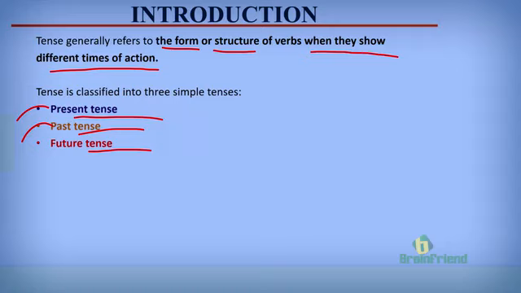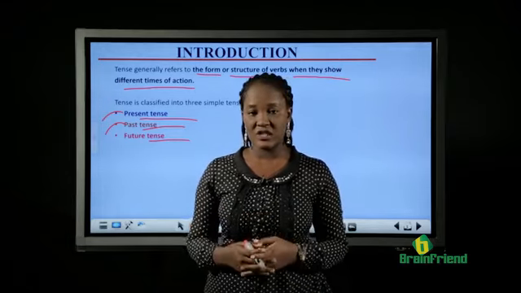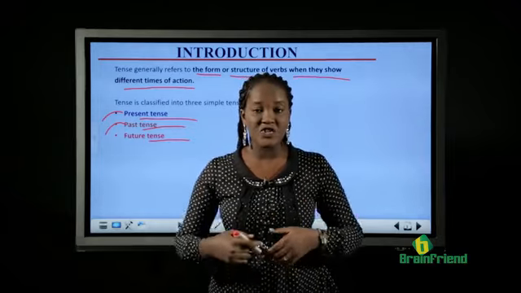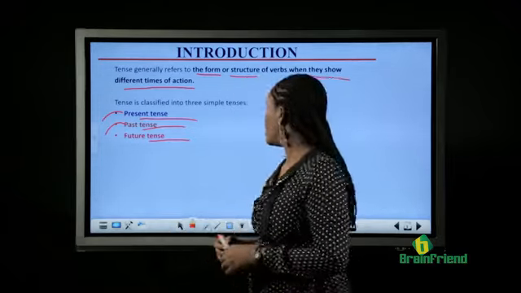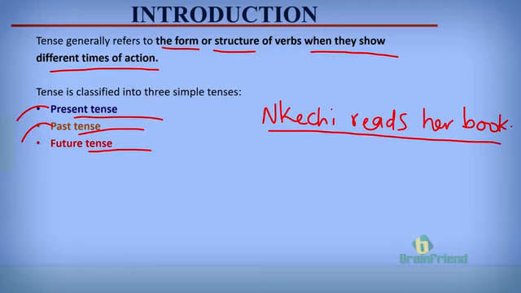In previous lessons, we had looked at the present tense and the past tense. We did say that present tense is used for actions that happen regularly, often, or out of duty or routine, and not necessarily at the point when you are speaking about them. Actions that happen regularly. For example, Nkechi reads her book. This sentence is in the present tense because the verb reads indicates or expresses an action that happens regularly.